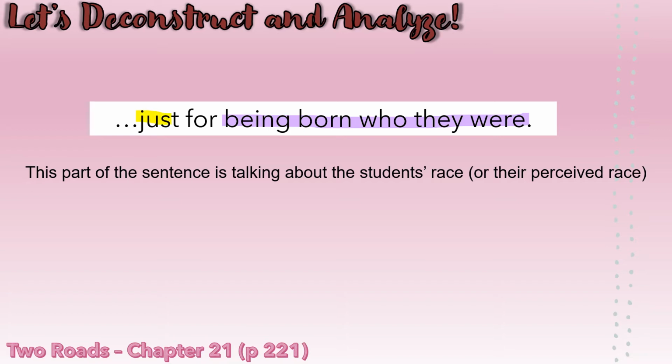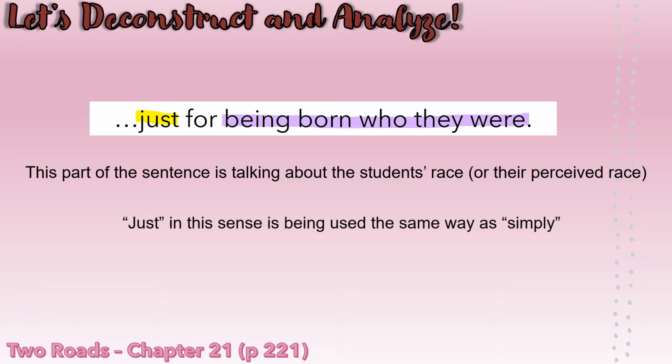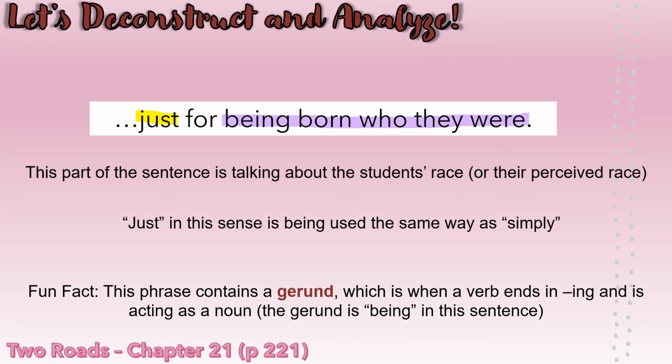We also have this little word in here, just, for being born who they were. Just in this sense is being used the same way as simply, for being born who they were. A little fun fact about this phrase: it contains a gerund, which is when a verb ends in ing, but is acting as a noun. In this case, the word being is a gerund.